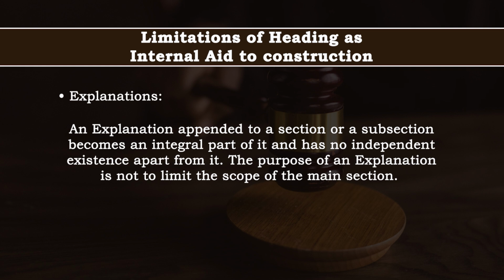The purpose of an explanation is not to limit the scope of the main section. An explanation is quite different in its nature from a proviso. The latter excludes, accepts and restricts, while the former explains, clarifies or subtracts and even includes something by introducing a legal fiction.